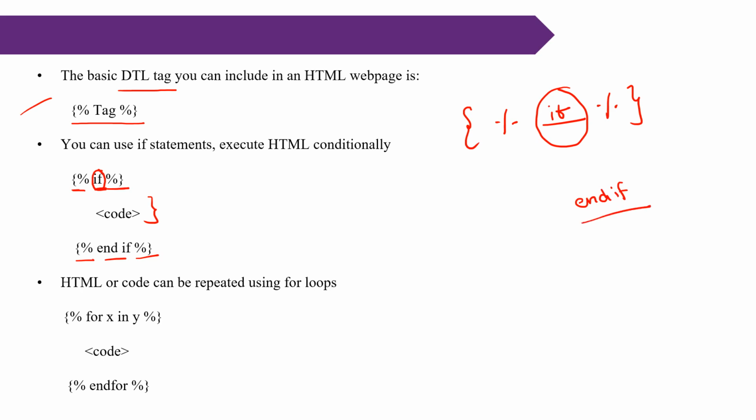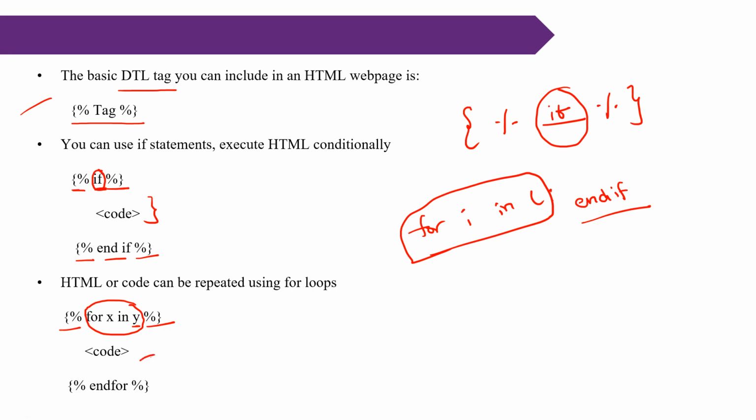Similarly, you write a for loop. The same concept: for i in L. This is simply the loop in Python. Exactly, for X in Y. Y is a collection; it repeatedly takes one value from Y, stores it into X, performs some operation, and then closes the for loop. Okay, so some basic tags are completed.